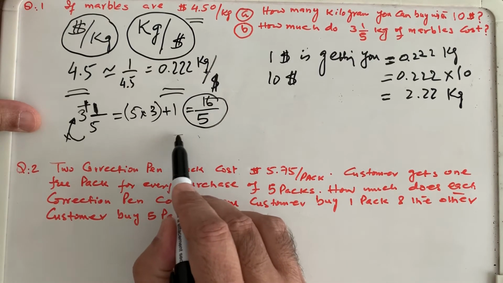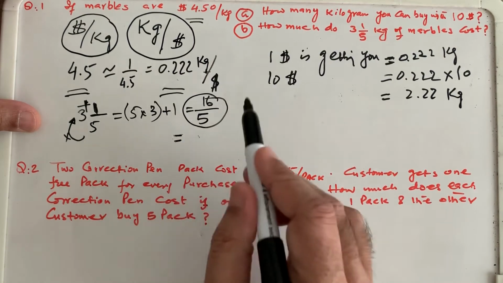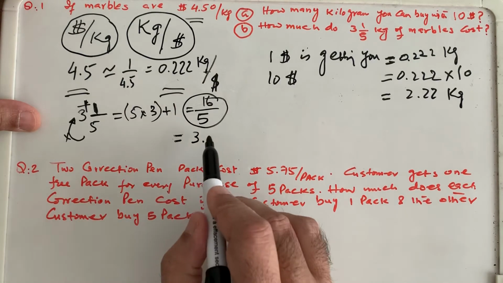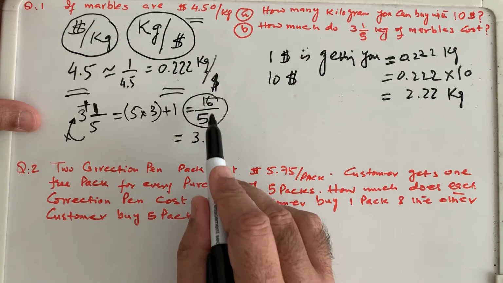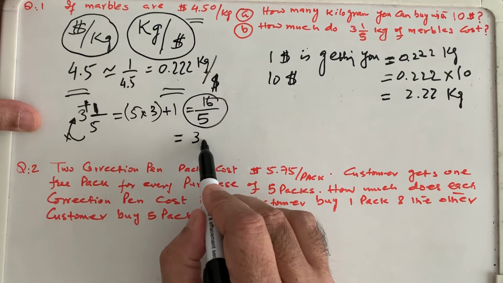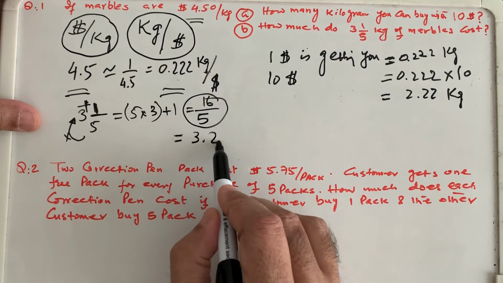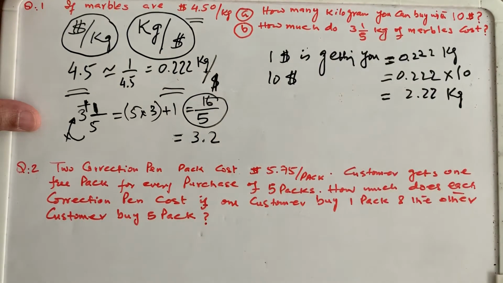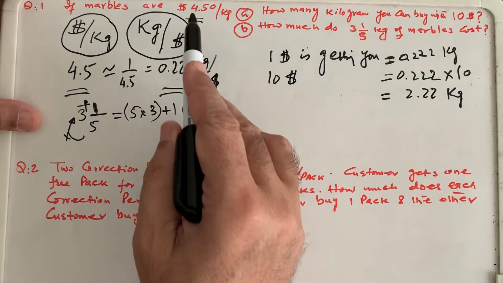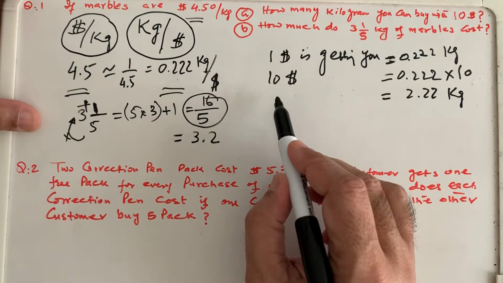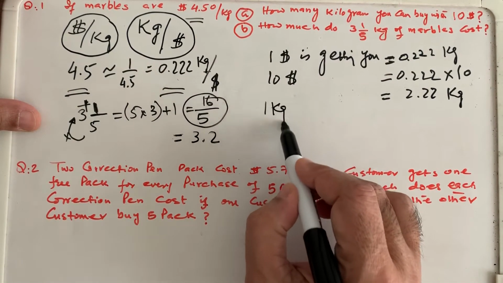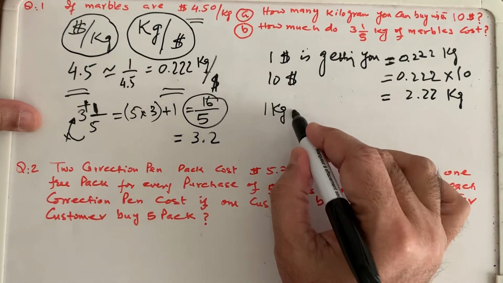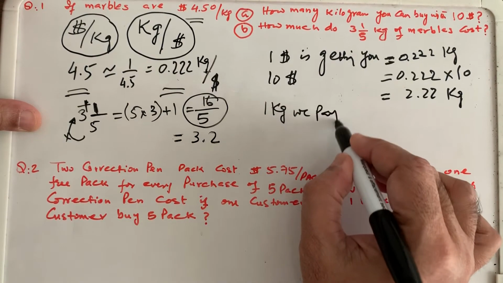And then you make it a decimal. You can make it a decimal with a calculator, or you can divide in your head. 5 times 3 is 15, and then you have 1 left, which makes the decimal 10, right? So you have 5 into 10. So you have 3.2. Now you realize how much we want to pay, right? But we have the cost. For 1 kilogram, how much do we pay?